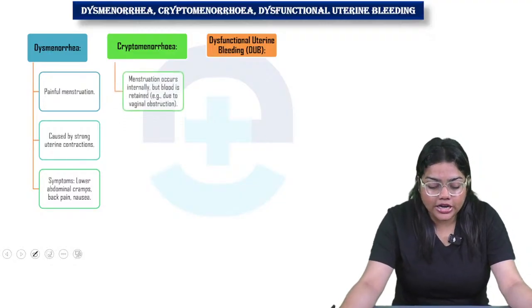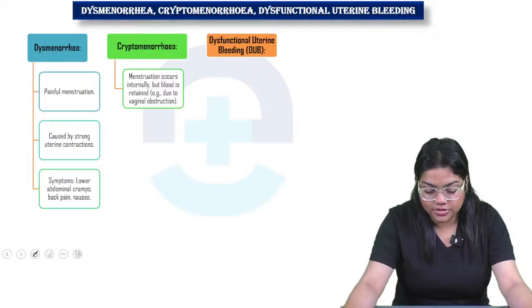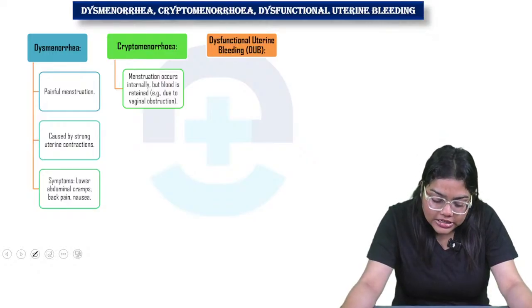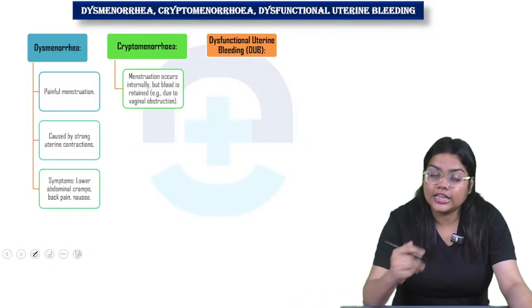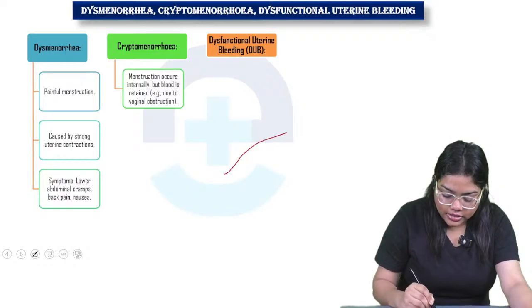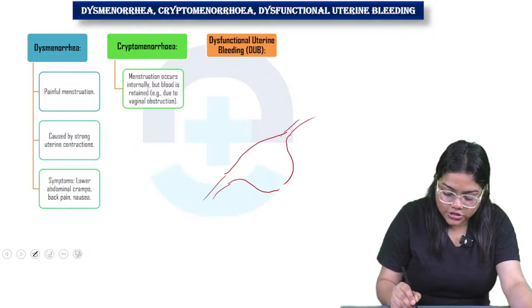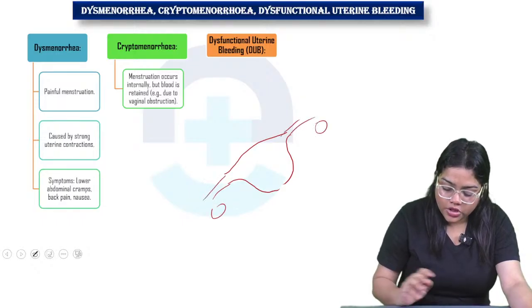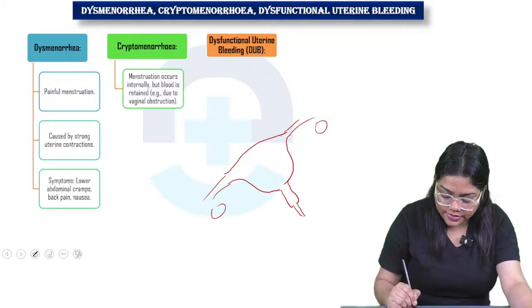So what is cryptomenorrhea? It is actually when menstruation occurs internally, but the blood is retained in the uterus. Okay, so I will explain what is happening. See, this is our uterus, there are fallopian tubes and ovaries. Leave that. This is our uterus. After that there will be the cervix, and this is the vagina.